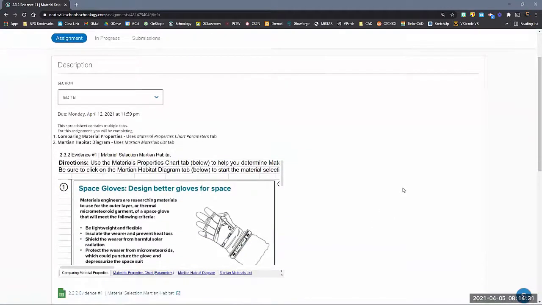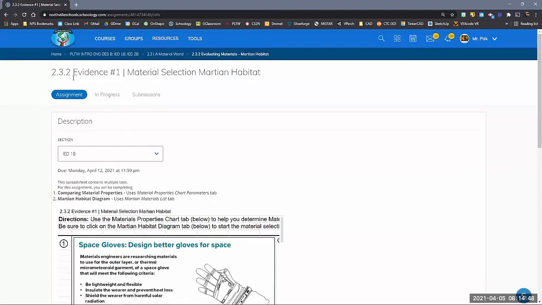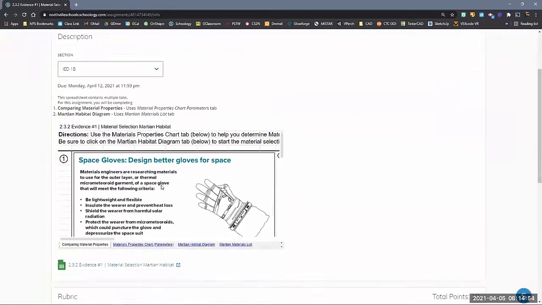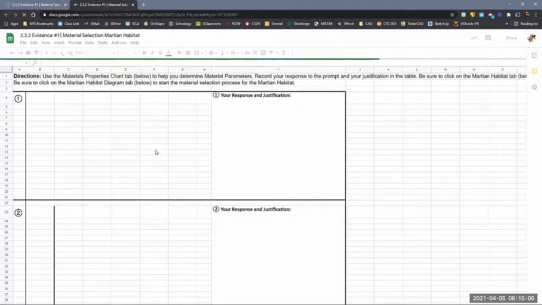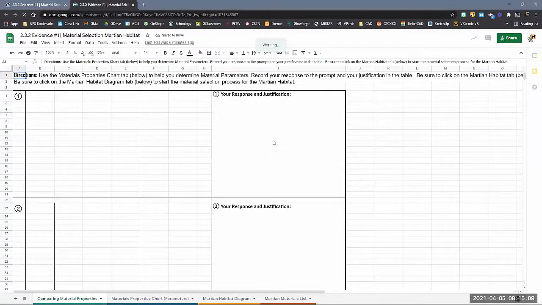But I'll go through the assignment itself. The idea here is that if we're planning on going to Mars and starting to colonize Mars, we have to start thinking about several things in terms of what things we would need there, as well as what materials we would try to use. If you follow along with me here, I'm now in 2.3.2, evidence number 1, and we're in the material selection phase. When you first open up the assignment, you'll notice that it's a spreadsheet, and there's a few tabs along the bottom. Let me go ahead and open this up in a new window so it's a little easier to work with. For the first tab, what you'll be doing is responding and justifying these 3 categories, right?